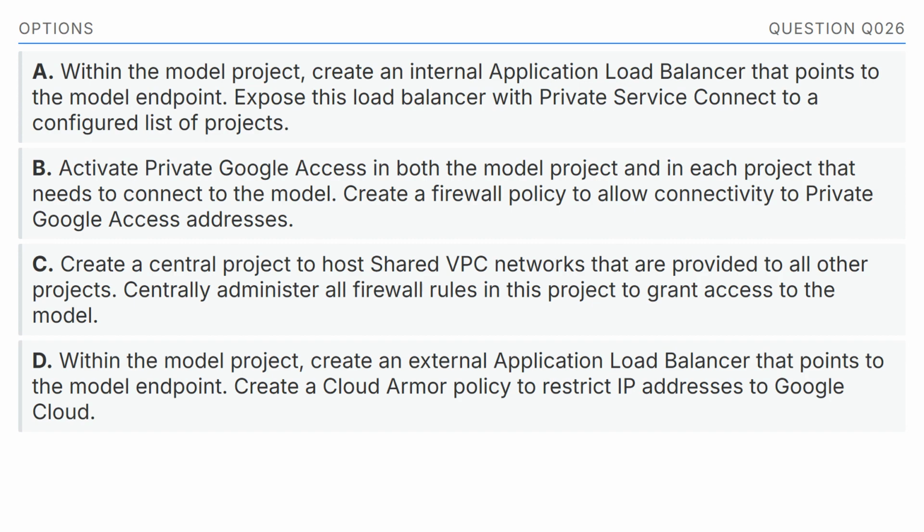Option C, create a central project to host shared VPC networks that are provided to all other projects. Centrally administer all firewall rules in this project to grant access to the model. Option D, within the model project, create an external application load balancer that points to the model endpoint. Create a Cloud Armor policy to restrict IP addresses to Google Cloud.